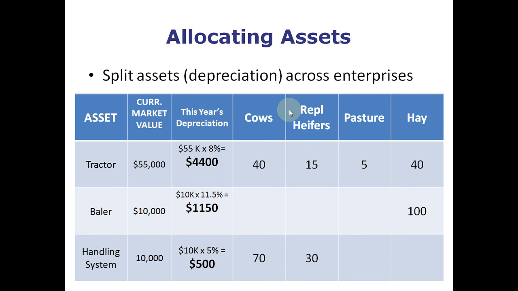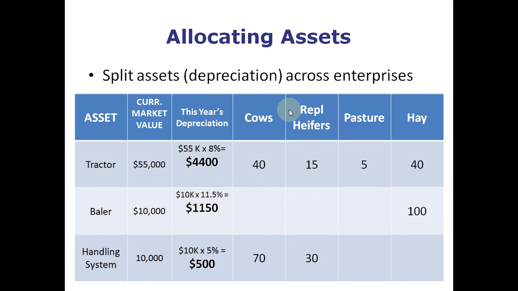Inside of a cost of production program or calculator, you will be able to list your assets and their current market value, much like this table shows, and then it will calculate your annual depreciation. So in the first row of this table, you see a tractor at $55,000. It is a powered piece of equipment, so 8% depreciation each year, $4,400.